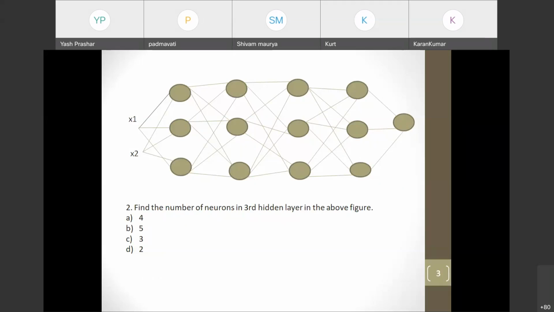Next question. Try to solve this as well. Ma'am, 3. Okay, so which one is that? Find the number of neurons in the third hidden layer. This becomes the first layer, that is the input layer. This is the first hidden layer, second hidden layer, and third hidden layer. I asked the number of neurons in this layer. Most of you have answered it correctly. That is 3. Right?